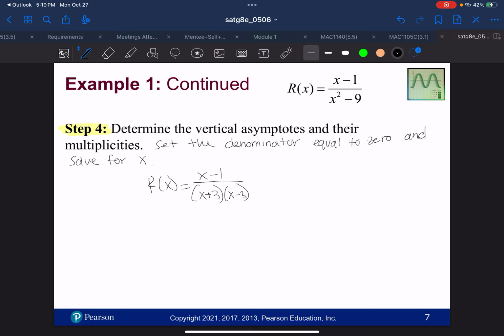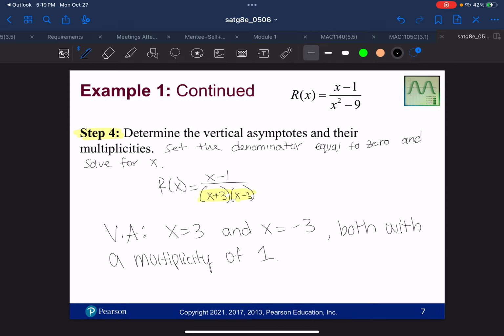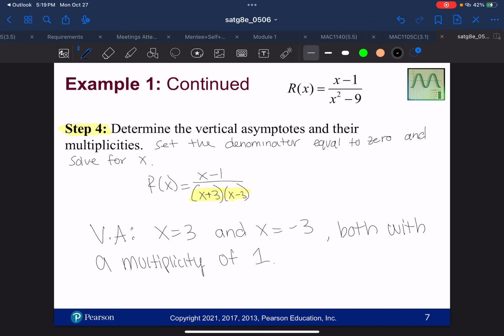Okay, so we already know what will make the denominators equal to 0. We found that in the previous step. So therefore, the vertical asymptotes will be x is equal to 3 and x is equal to negative 3. So if we look at this factored form, we see that both of these have a multiplicity of 1. Multiplicity of 1. And that's odd.